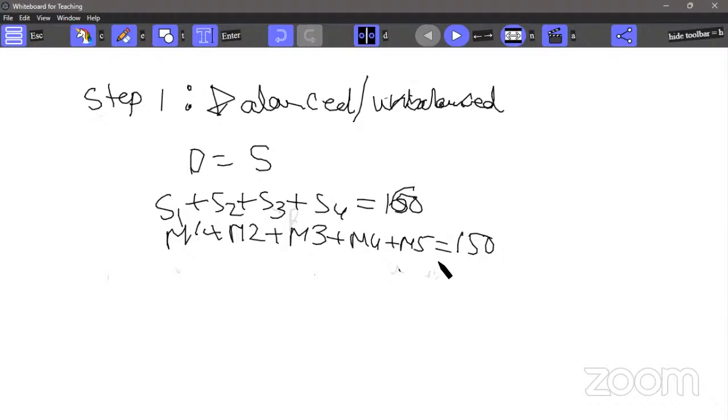Demand or supply? Demand. So we have to create a dummy warehouse. Is that clear? Yes, ma'am. The warehouse is demanding 10 units, so we have to create a dummy warehouse. If supply is falling short, we have to create a dummy factory.